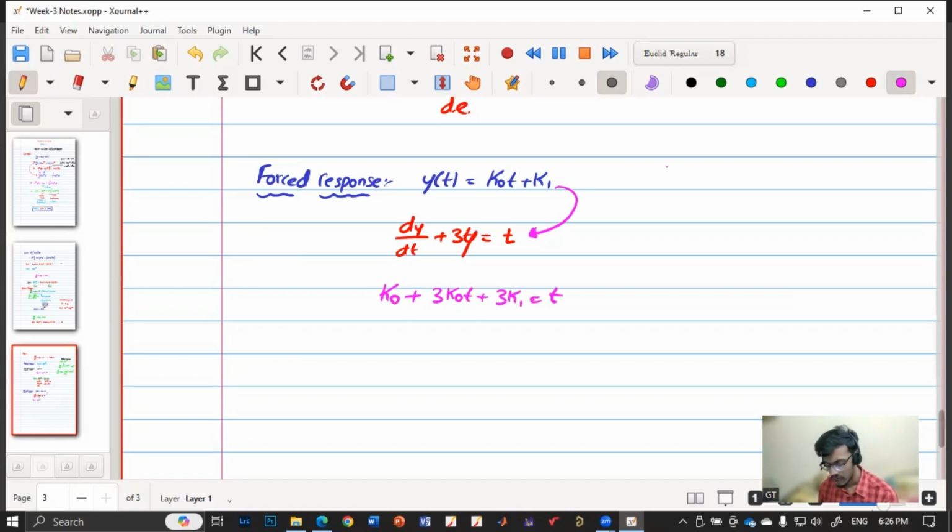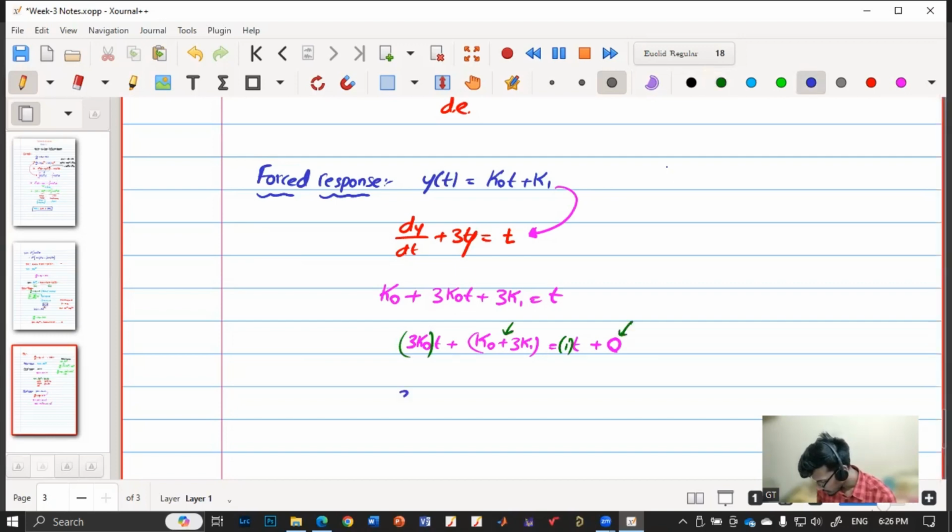Now, whatever solution we have got, it should satisfy the equation. So I'll segregate 3 k naught t and then k naught plus 3 k1 is equal to t plus 0. Now I will check the coefficients. Here it is 1, here it is this one, and here it is this one. So I will get two equations. One equation is 3 k naught is equal to 1, and k naught plus 3 k1 is equal to 0. Now can you tell me what is k naught, what is k1?